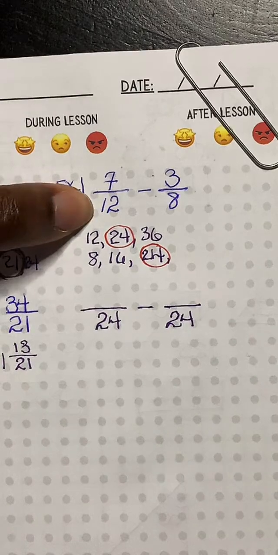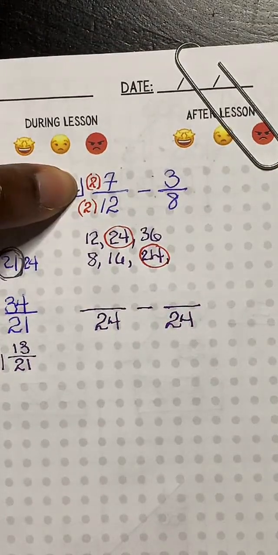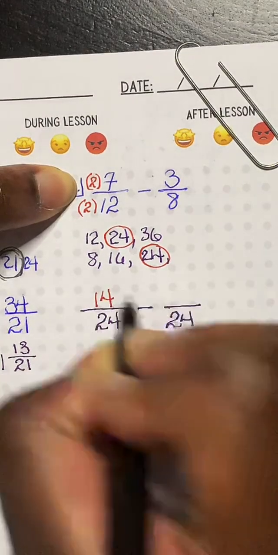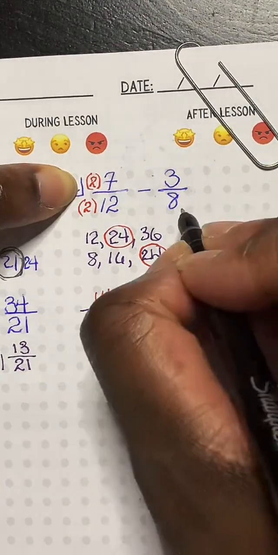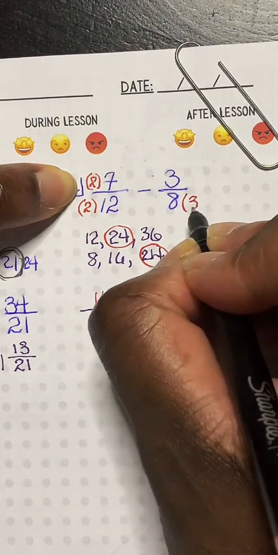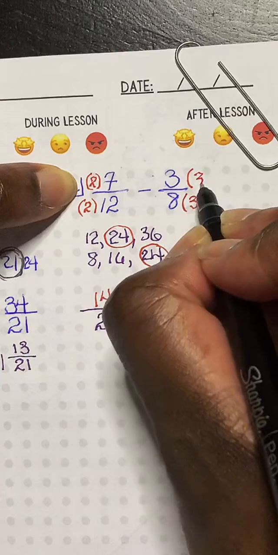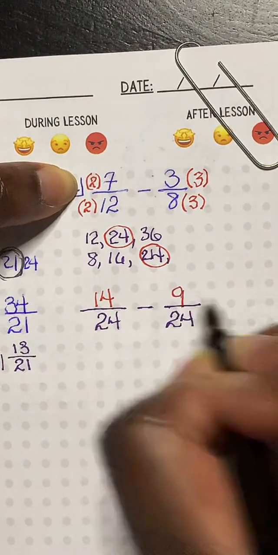So to make this 12 into a 24, I need to multiply it by 2. And whatever I do in the denominator, I have to do in the numerator. So my new numerator is going to be 14. Okay, there we go. Now, for the 8, we had to multiply this by 3. Whatever I do in the denominator, I can do in the numerator. So 3 times 3, that gives me 9.